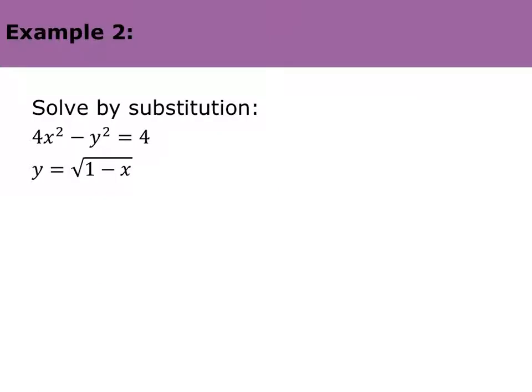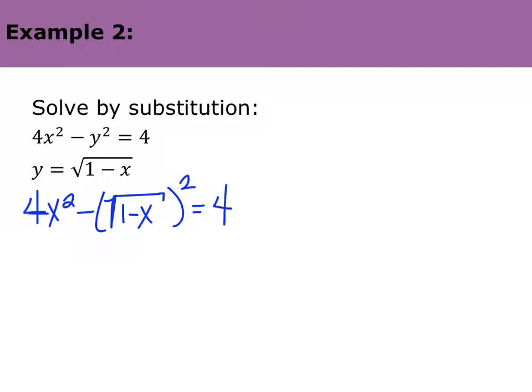Okay. This next one we're also going to solve by substitution. We've already got y equals here. So we've got 4x squared minus, and we're going to plug in for y, square root of 1 minus x squared equals 4. So we've got 4x squared. Square root of 1 minus x squared is just 1 minus x. Distribute the negative.